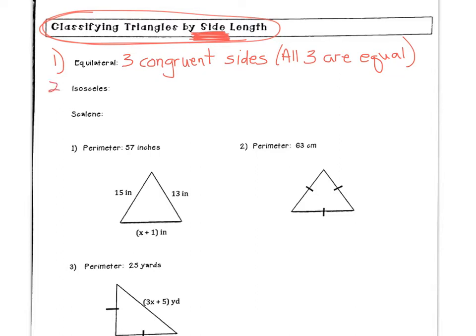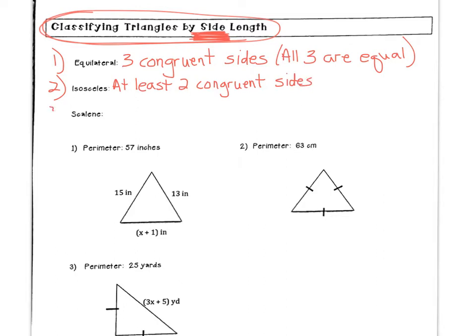Isosceles is the second way to classify triangles according to their sides. Isosceles has at least two congruent sides. And that'll be isosceles. Funny word, isosceles.